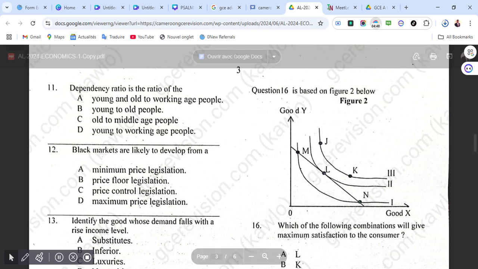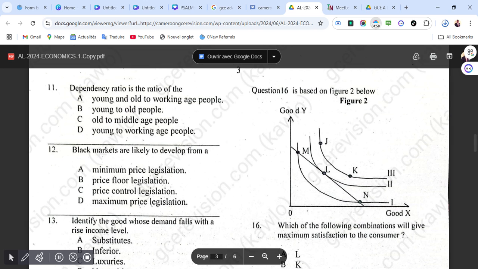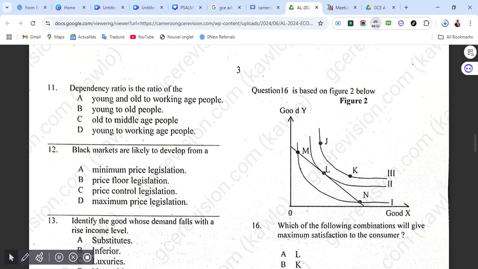11. Dependency ratio is the ratio of the. The correct answer for 11 is A, young and old to working age people.